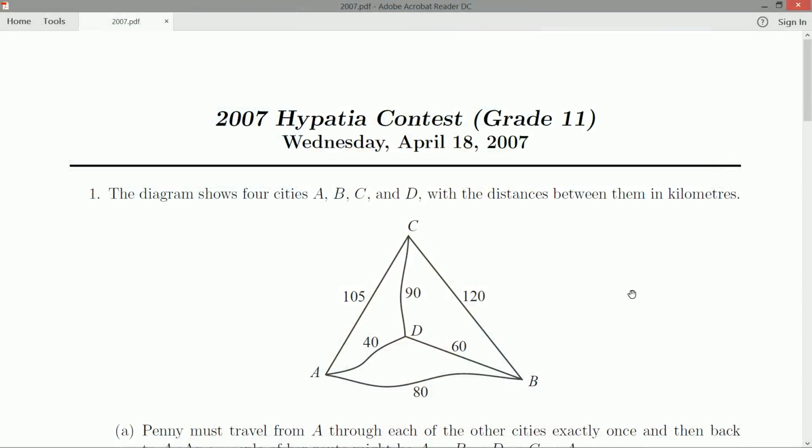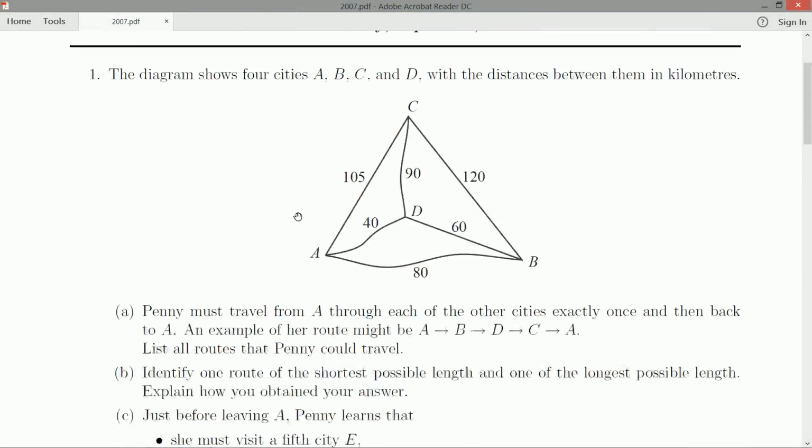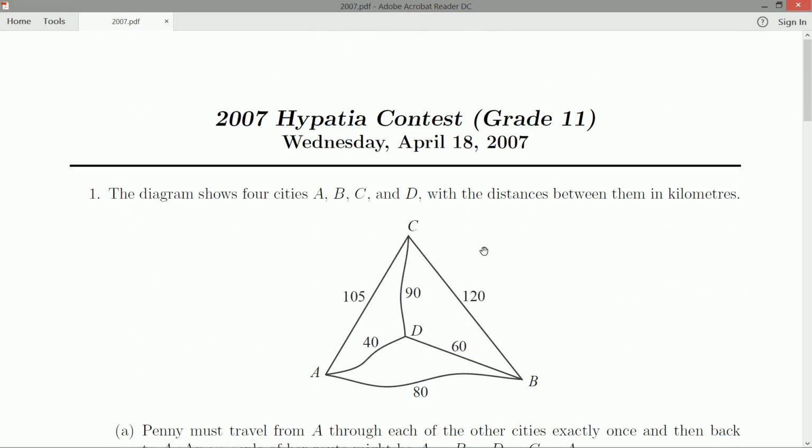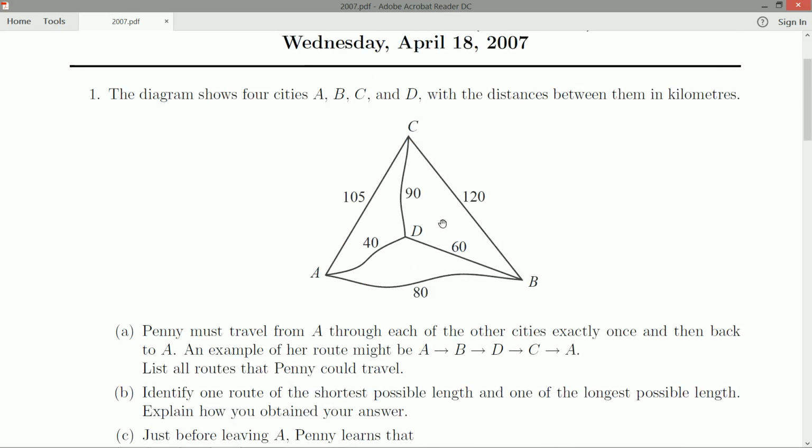Okay? So, we're still at the phase where they haven't put a proper cover page on these Hypatias, so if you want to try it under actual contest conditions, calculators are allowed, and it's 75 minutes you have to do it, and solutions need to be fully written up. Okay? So, let's take a look at question number 1.